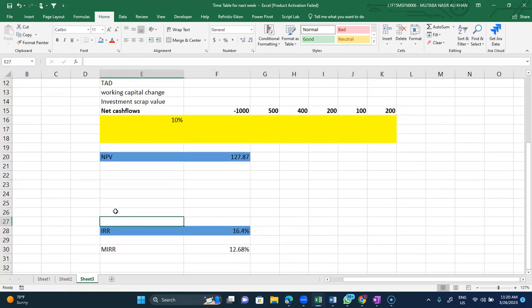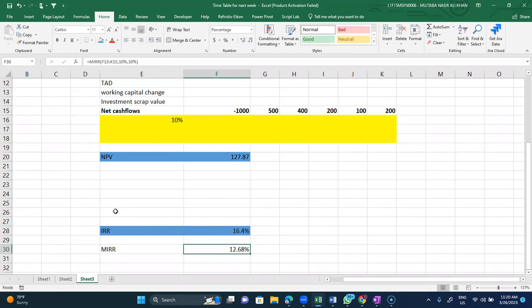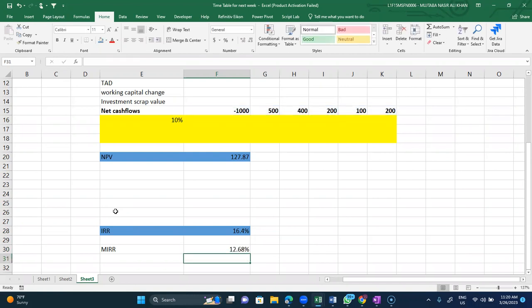For IRR, instead of doing so many steps, simply write IRR, 3-letter word, bracket start, select all values from year 0 till last year. 16.4%. For MIRR, simply write the 4-letter word MIRR, bracket start, select all values from year 0 till last, and write the cost of capital twice, as the reinvestment rate and the financing rate. 12.68. That's how you will calculate the MIRR.